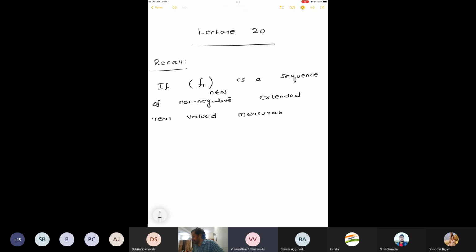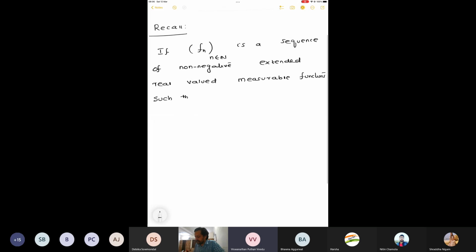If the sequence Fn, n an element of N, is a sequence of non-negative extended real valued measurable functions such that 1. Fn is less than or equal to Fn plus 1 for all n. That is, Fn of x is less than or equal to Fn plus 1 of x for all n and for each fixed x in the domain.